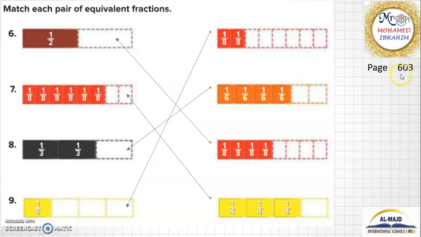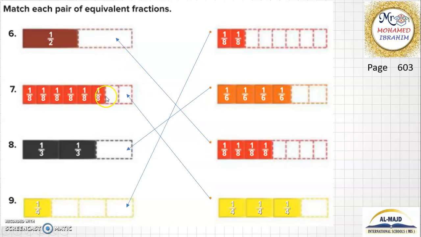At page 603. Match each pair of equivalent fractions. As you see here at number 6, we shaded one part out of 2. It represents half of the rectangle. Also here we shaded 4 parts out of 8. It represents half of the rectangle. So draw a line connecting this one with number 6.